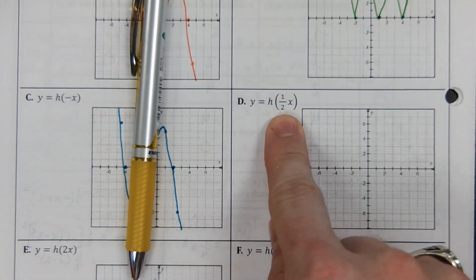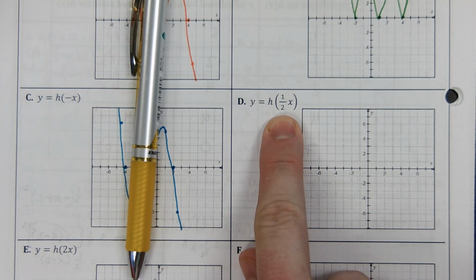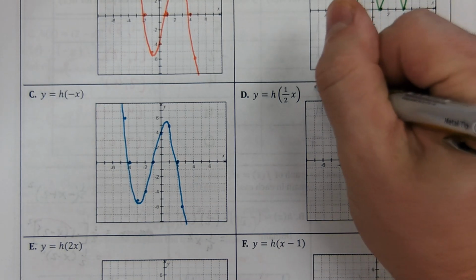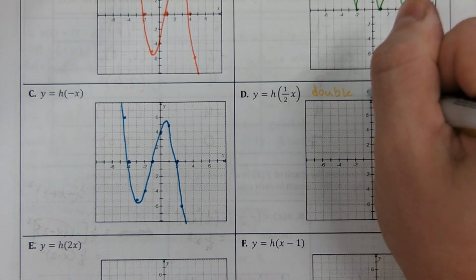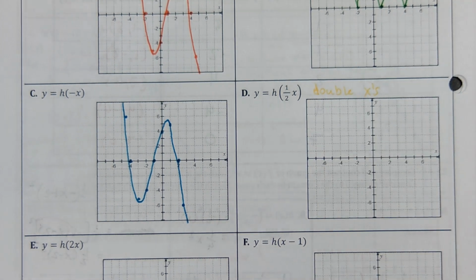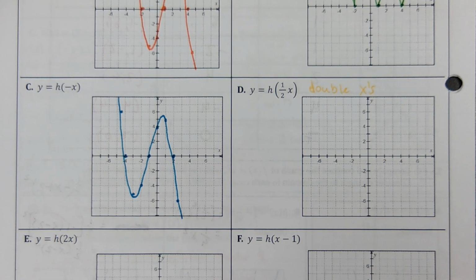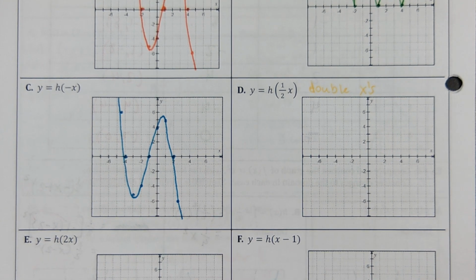What is this telling me to do to my x's? It looks like divide by 2, so this means double your x's. Man, it's hard to see. Does it show up on the camera okay? Yeek. That's tough. Yeah, it's tough for my eyes. It's hard for me to see it.